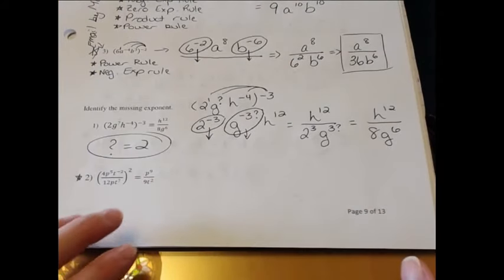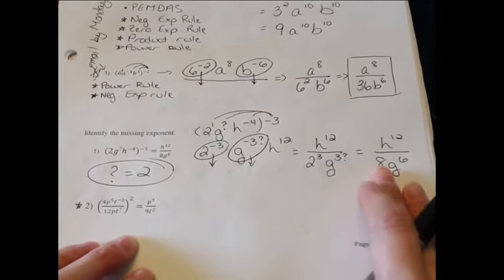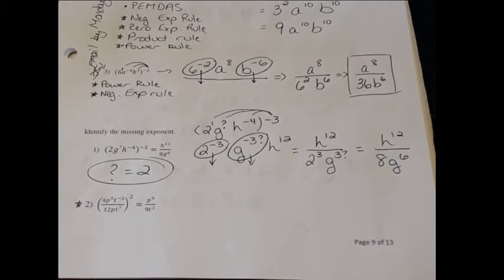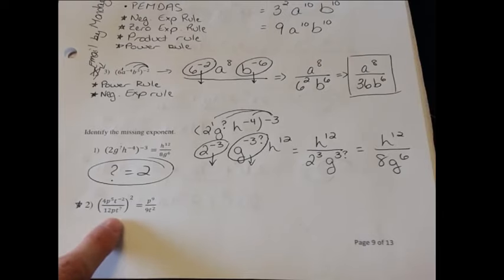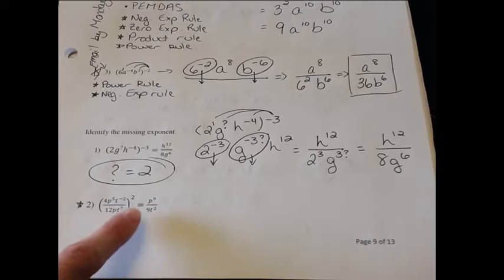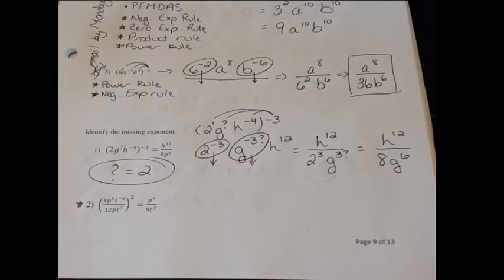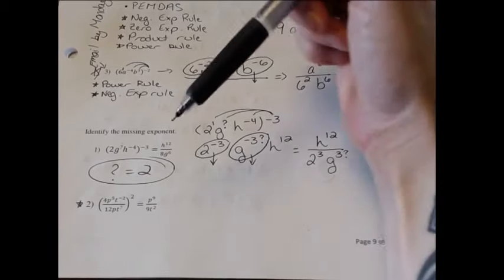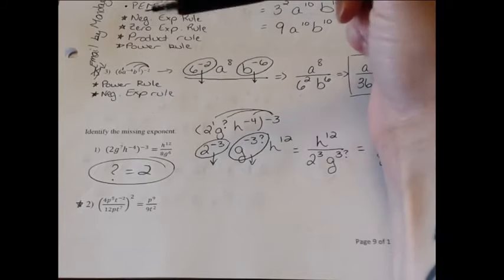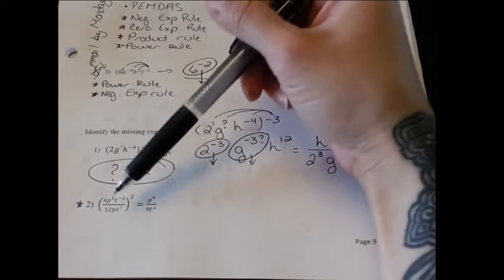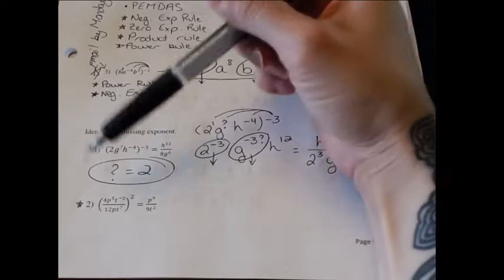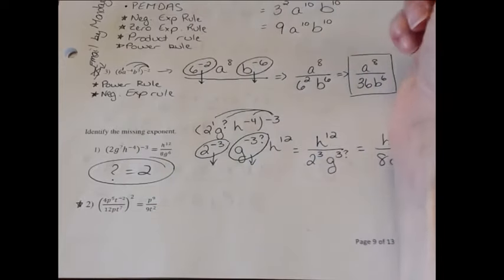Now let's look at number 2. You had 4p to the 5th t to the negative 2 all over 12p t to the question mark, and this entire thing was squared. Now I want you to consider something. I want you to consider that the only base we're concerned with is t, correct? So notice here in our denominator we have a t to the question mark.